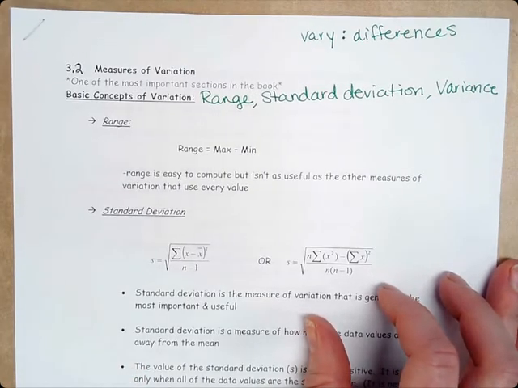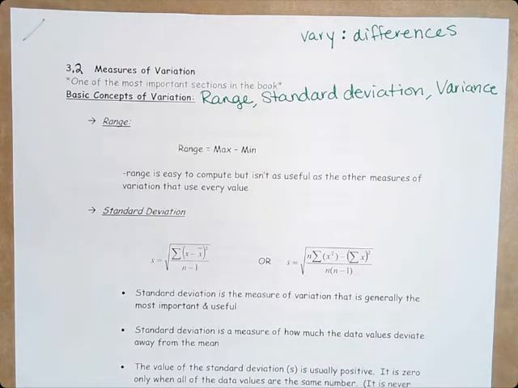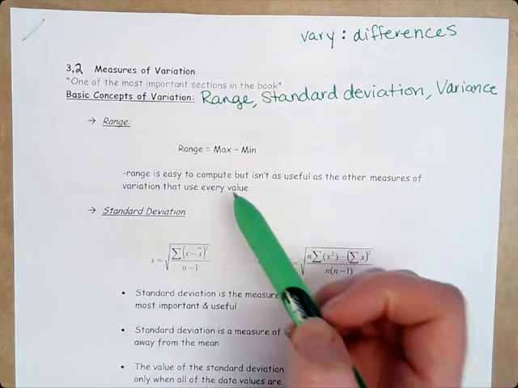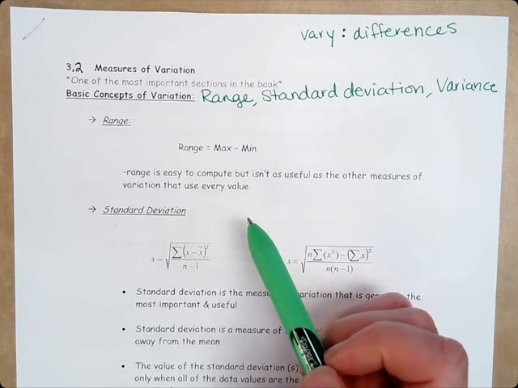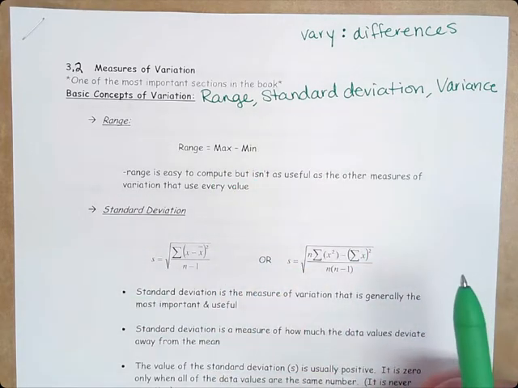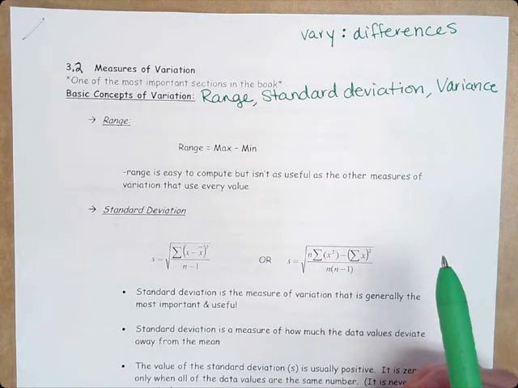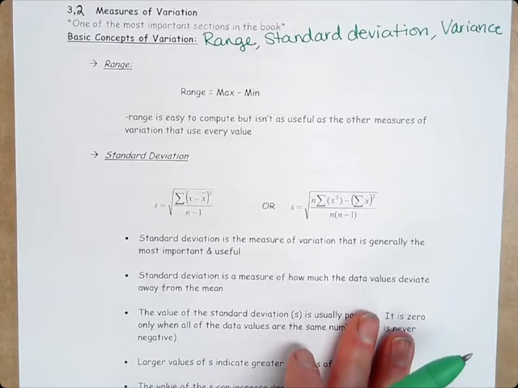The range is max minus the min. Range is easy to compute, but isn't as useful as the other measures of variation that we use that use every value. Since the range only uses your max and min, it doesn't consider everything in between. It only considers your max and your min for variation. Okay, standard deviation is our next one.